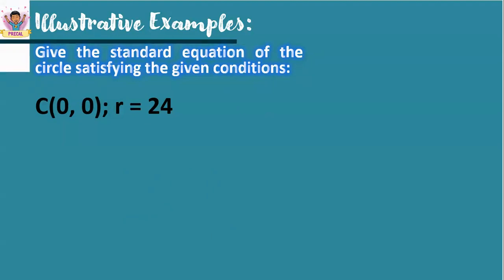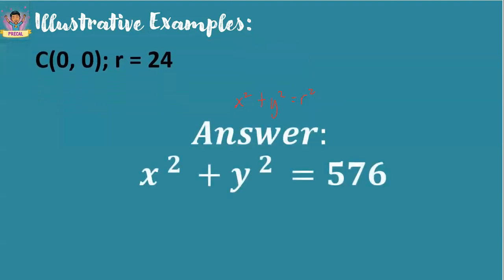Of course, we will use the formula x squared plus y squared is equal to r squared. By that, our answer should be x squared plus y squared, and then we square 24, and the answer will be 576. I hope you understand.